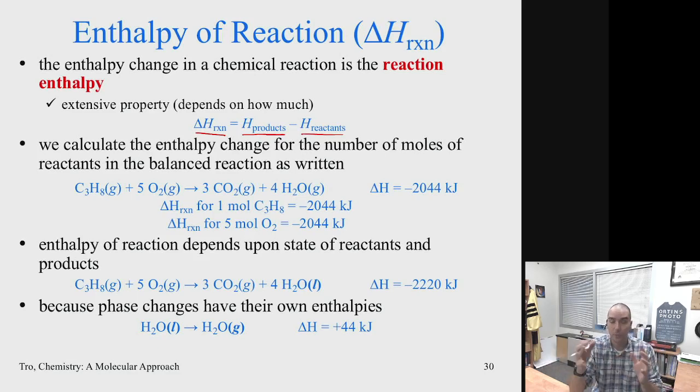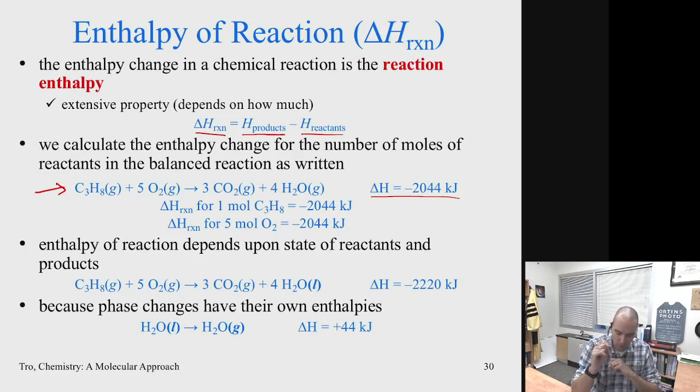And you might imagine that we could draw an energy diagram for these. So we can calculate the enthalpy change for a number of moles of reactants in a balanced reaction as written. Here we have an example of propane being burned. So we have a combustion reaction. Here's our balanced reaction, and the delta H is given for this reaction. So delta H is negative 2,044 kilojoules. Quite a bit of heat, actually.